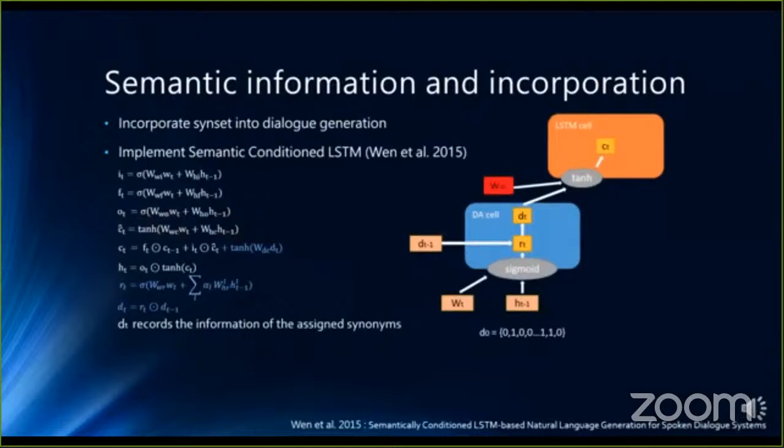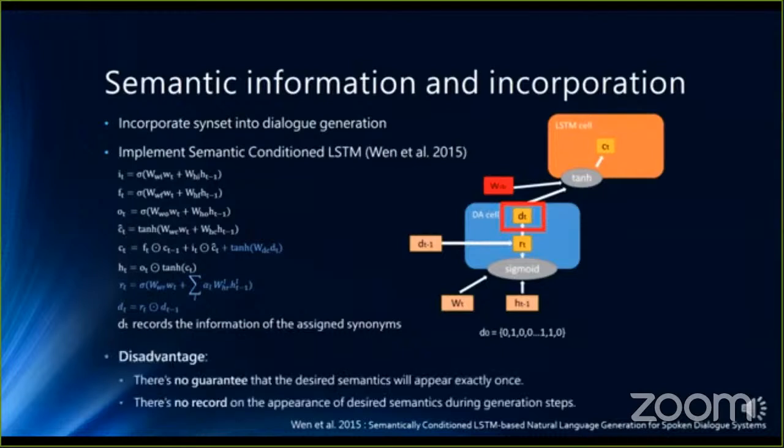Later, we tried to incorporate synsets into dialogue generation. We implemented the semantic conditioned LSTM, which was proposed by Wen et al. in 2015. An extra vector DT was introduced to the original LSTM to record the information of the assigned dialogue act in the original paper, and we used it to record the assigned synonyms. However, the vector DT still does not guarantee that the desired semantics will appear exactly once, and also, there is no record on the appearance of desired semantics during generation steps.